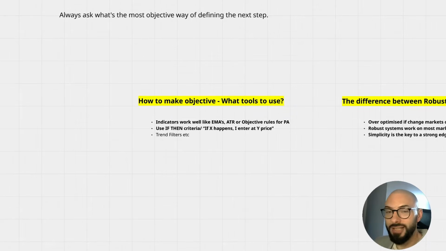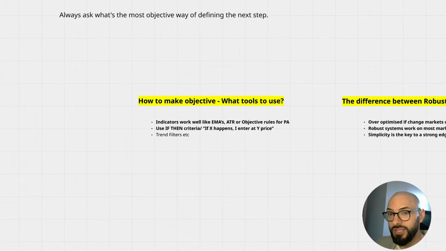How to make it objective? What tools can you use? What are the methods to create that mechanical edge? One of the first things we can use is indicators. And why? Because they're very objective. Now, we obviously don't want to be adding loads of different indicators and making your charts look like Star Wars and all that stuff. We just want simple indicators. You can use EMAs. You can use the average true range. These are really good ones. I also like to use one more when creating mechanical systems, and we'll go into why as well later on.